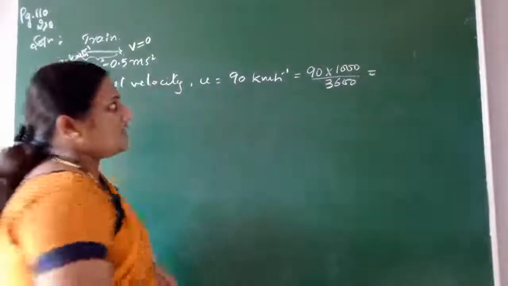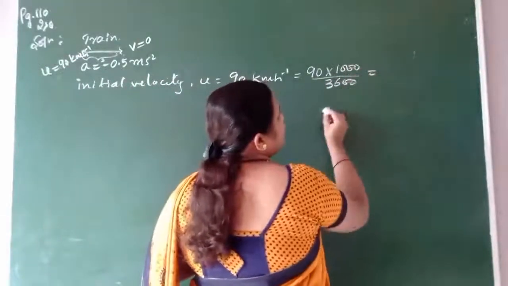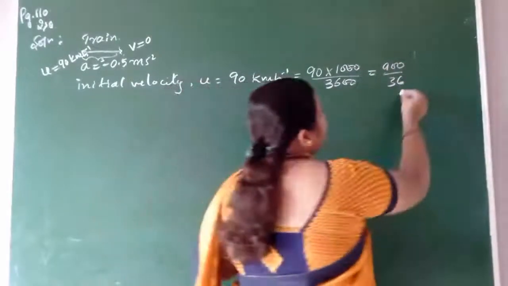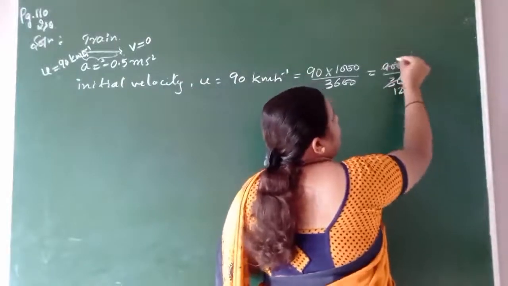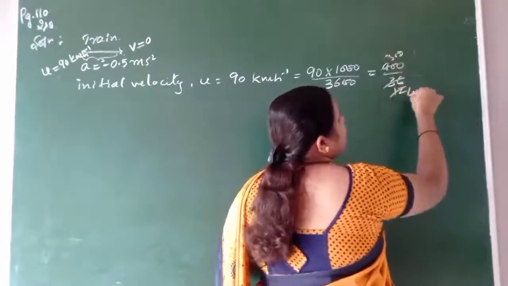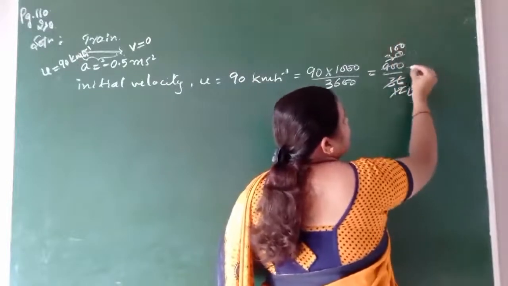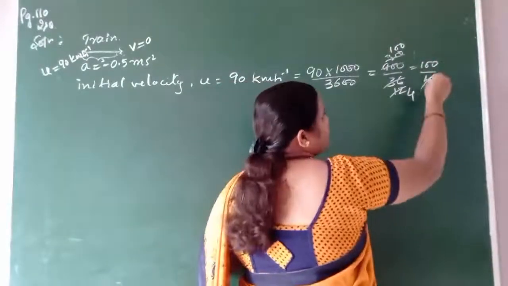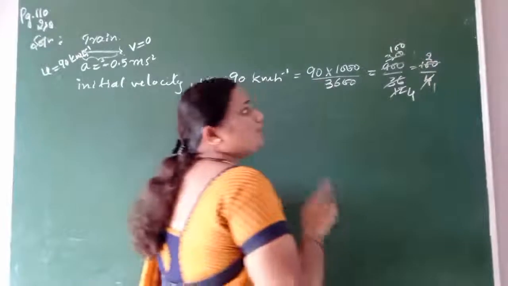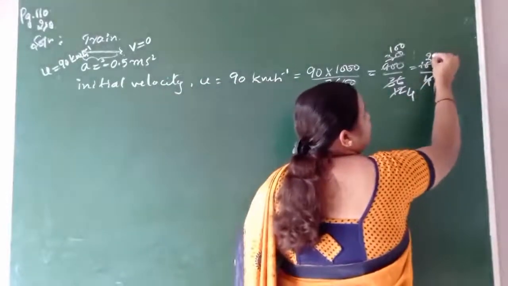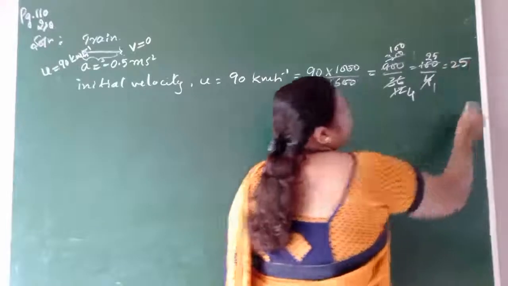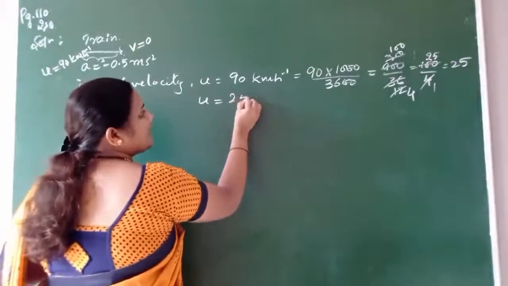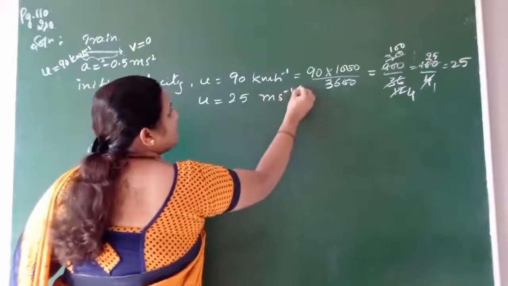So after this calculation, that is cancellation, these two, isn't it? 900 divided by 36. Okay. Now 3 1s are 3, 3 2s are 6, 3 3s are 9, 3 4s are 12, 3 10s are 30. So what is left? 100 divided by 4. So 4 1s are 4, 4 2s are 8, 2 remained, isn't it children? Then 4 5s are 20. So what is the value? That is the initial velocity when it got converted into meter per second. What is that? 25 meter per second.